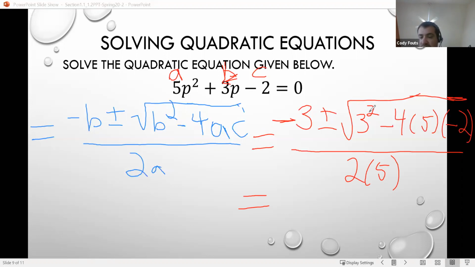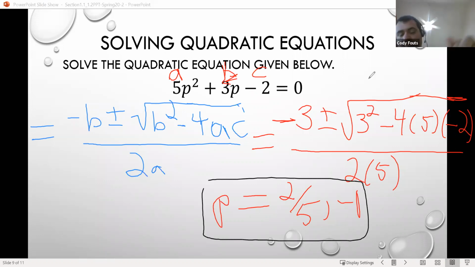using the plus on the top, it looks like we will get 2/5 as one of our answers here for P. And then if we use the minus, looks like we get -1 for P. So those would be our two answers there. Cool.